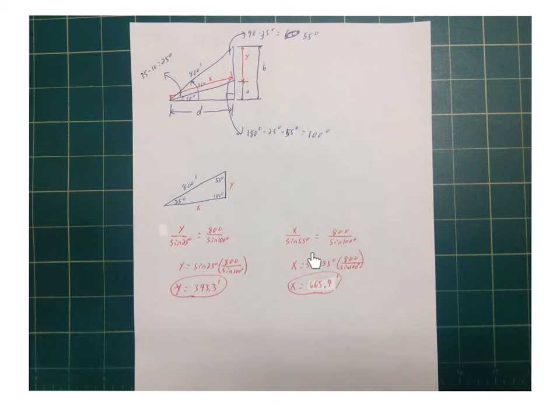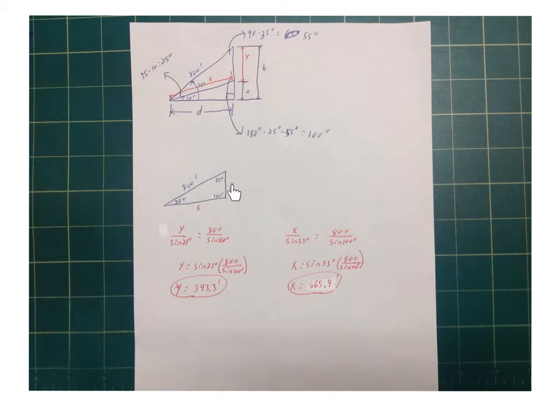And I used the law of sines to calculate X and Y. Now, you could work this otherwise. You do have a right triangle. I started by, I think, about finding A, B, and D, but then I thought that would take longer. This is a little quicker using the law of sines.